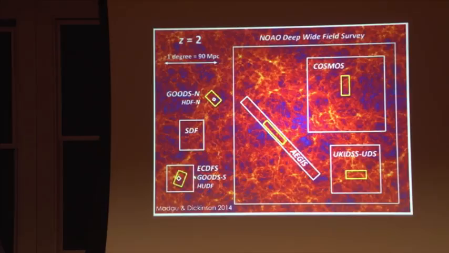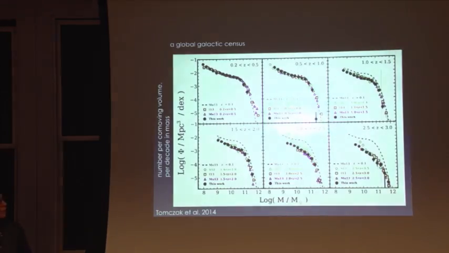The yellow squares here now show the 5 CANDLES fields, and these are widely separated on the sky. They're each about 1/4 of a square degree. So we have tens of thousands of galaxies, hopefully spanning many different cosmic environments. So hopefully now sample variance will become a more minor issue.